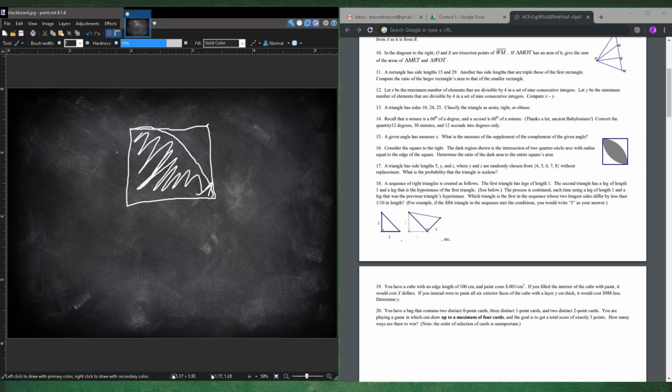So let's just use side length 1 because it would be easier. The area of a circle is pi times radius squared. Since the radius is 1, the area is just pi, and a fourth of it is pi over 4. The area of the square is 1, so 1 minus pi over 4 gives us this area.